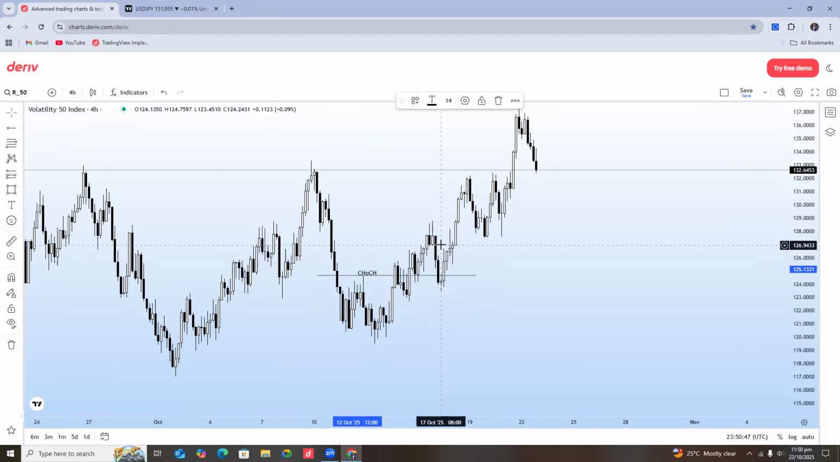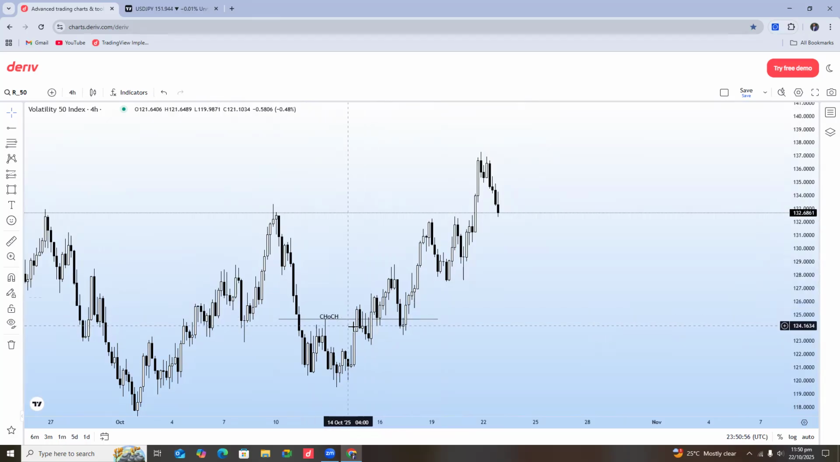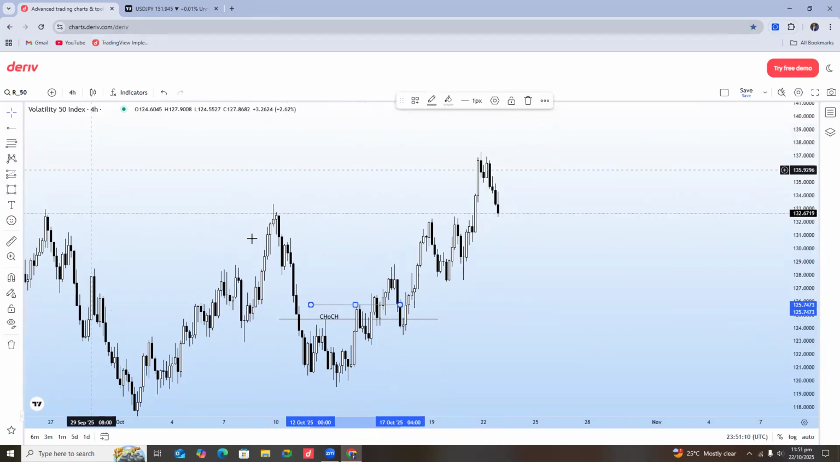Change of character. Instead of the market continuing to form lows, it couldn't. Then it gave us this. So there was a change of character here. Then the market went ahead to start forming higher highs and then higher lows. So this was also a break of structure because this was the first.